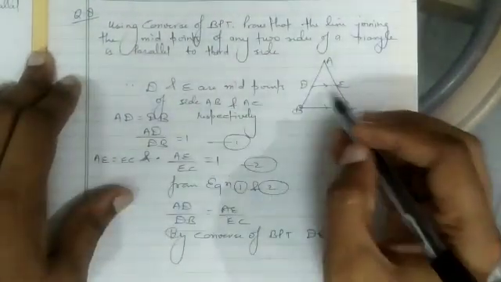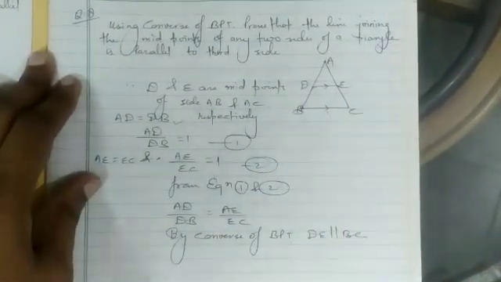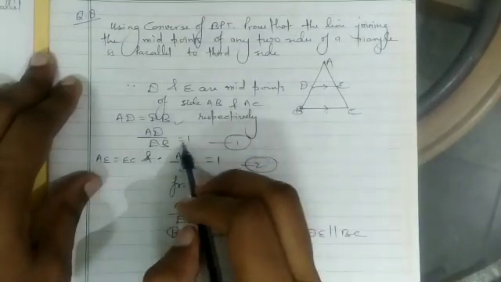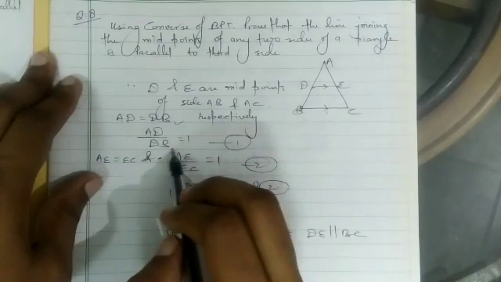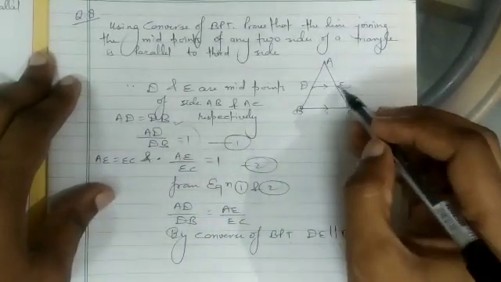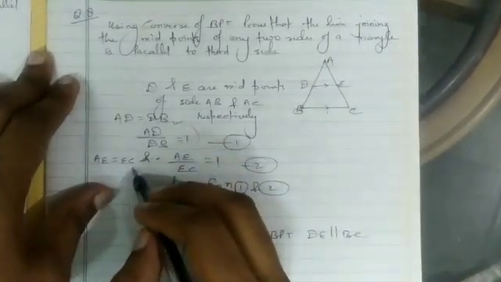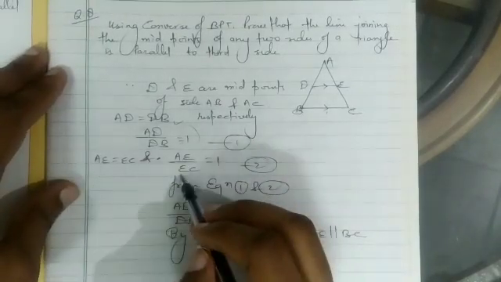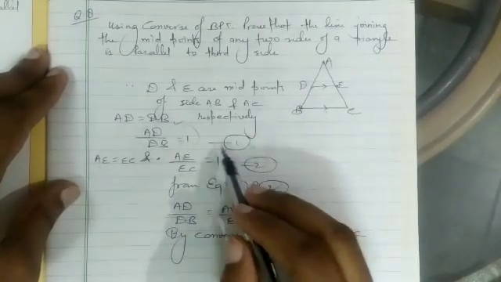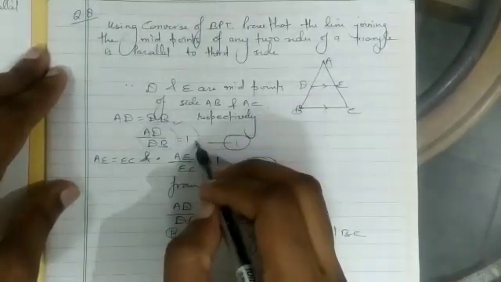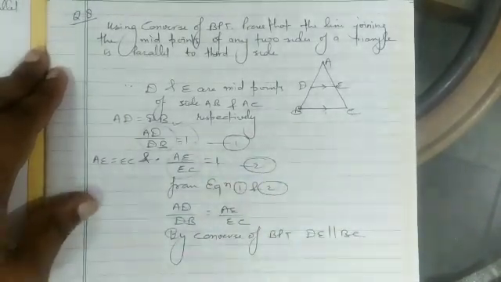If D and E are the midpoints, we can write AD equal to DB. So AD upon DB equals what? Bring DB to the denominator of AD, you will get 1. Similarly, E is the midpoint of AC, so you can write AE equal to EC, and this can be written as AE upon EC equal to 1. This is equation 1, this is equation 2. From equation 1 and 2, because this is equal to 1 and this is also equal to 1, these will also be equal.